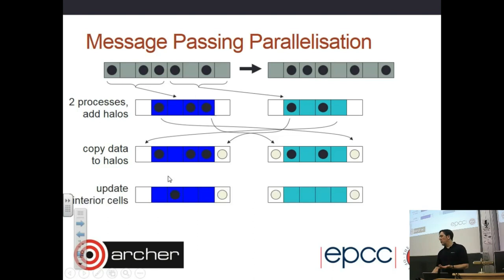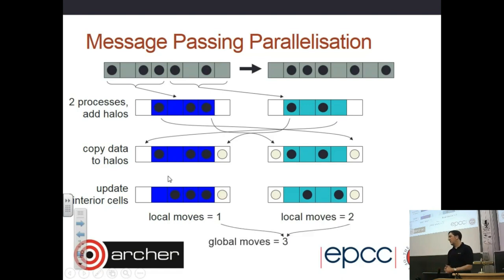count your local number of moves, being 2 on the left, and 1 on the right, and then you could accumulate them together to get the total number of moves equals 3. But the important point is that, with this very simple traffic automaton, you can see that it splits up quite naturally. You split the data up between the processes. You require communication between neighboring processes, which comes from the fact that each cell i depends on its neighbors i minus one and i plus one.